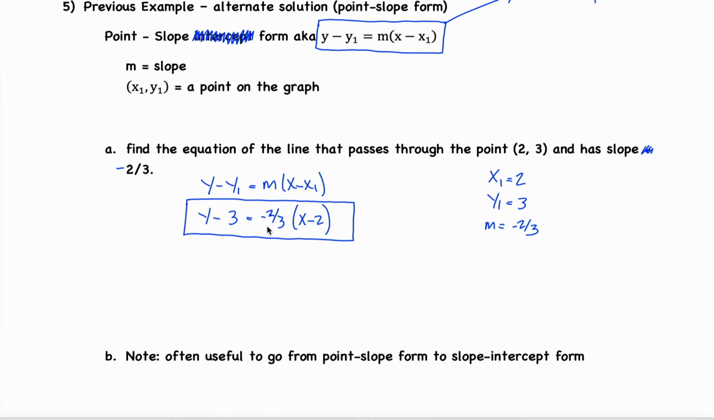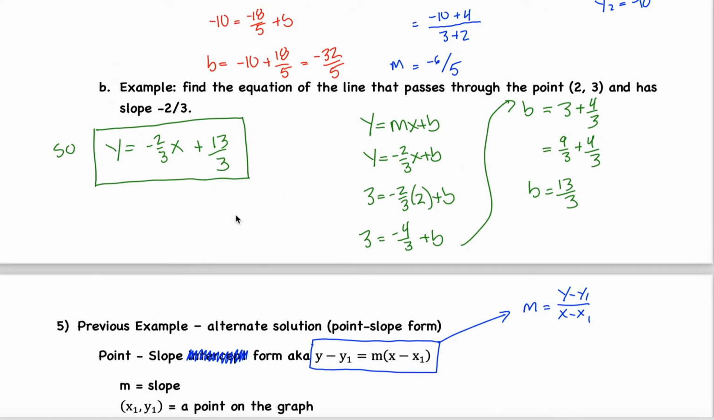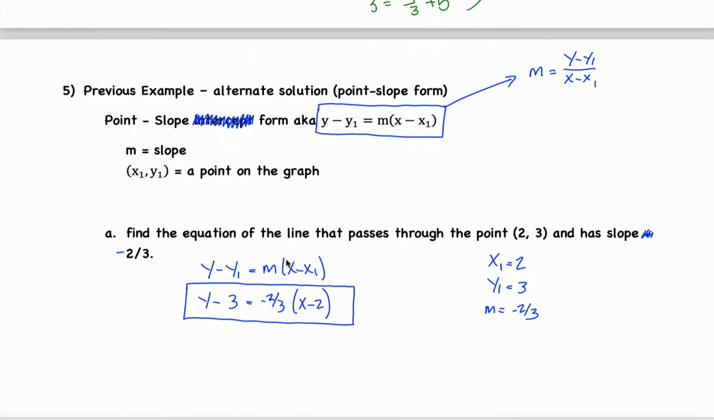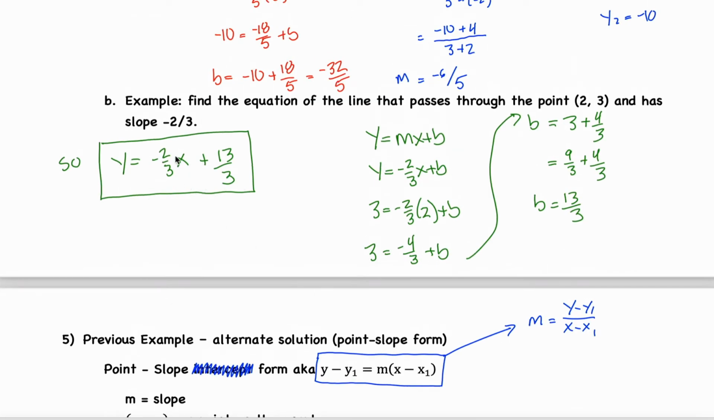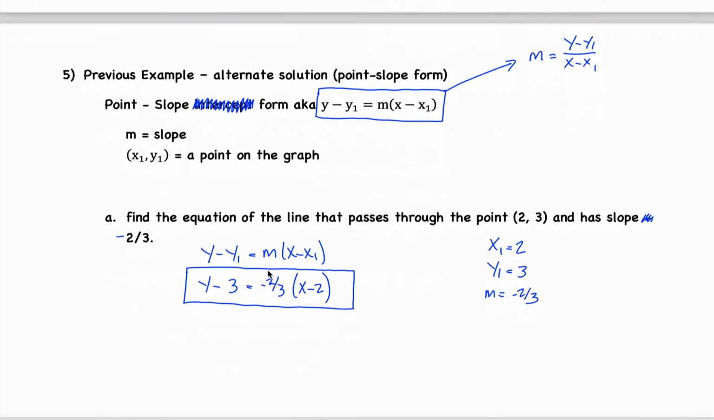This looks really different. Yeah, it looks different, but it's the exact same equation. It's just written in a different form. Instead of being written in slope-intercept form, it's written in point-slope form. So instead of being able to look at it and immediately tell what the slope is and what the y-intercept is, you can look at it and immediately tell what the slope is and what one point on the graph of that line is.